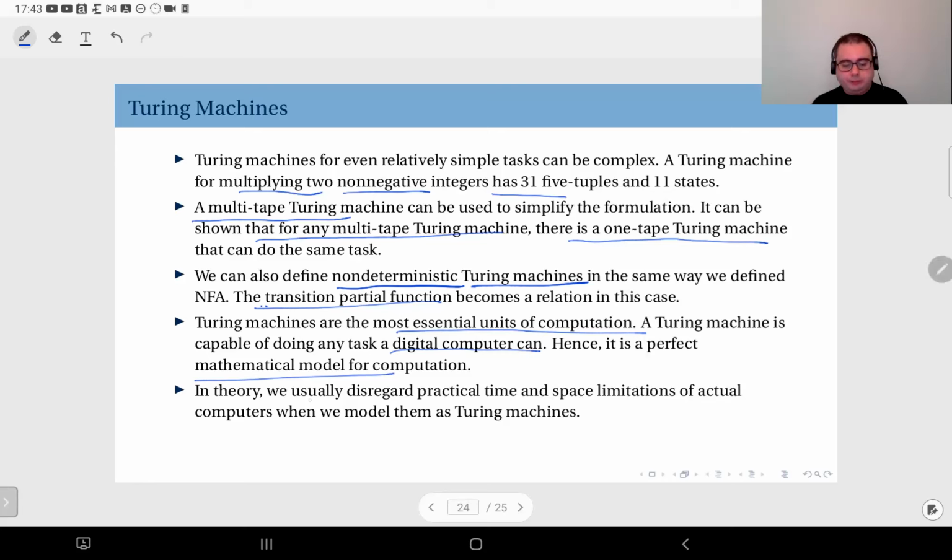Of course, in theory, we disregard the practical time and space limitations of actual computers when we model them as Turing machines, because in principle, a Turing machine has infinite memory because the tape is infinite in both directions. But of course, real computers have finite memory, but usually our models disregard this shortcoming.